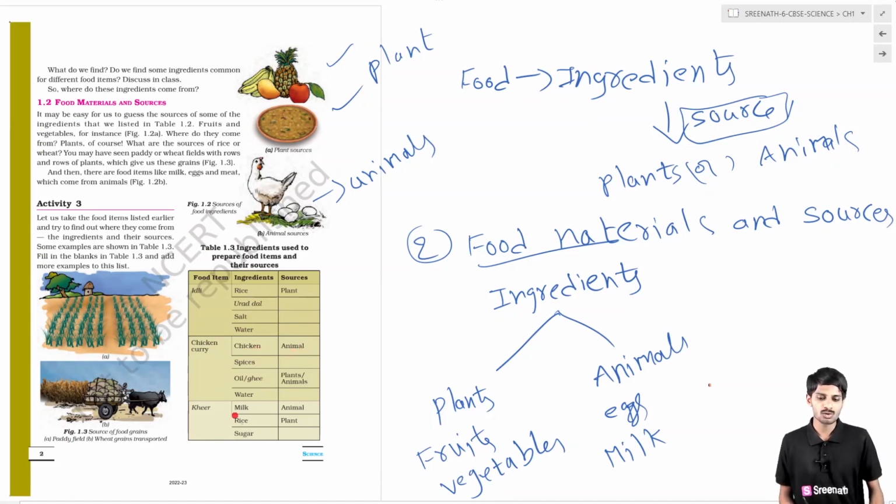So in this way you have to fill in this table. Here is the food item, here are the ingredients required to prepare that food item, and here is the source of that ingredient. Basically, here rice is the ingredient, and the source of rice is the plant, so we write plant here. Here chicken is the ingredient. How are you getting chicken? That is from an animal, so it is the animal source. Okay, in this way you have to complete this table.